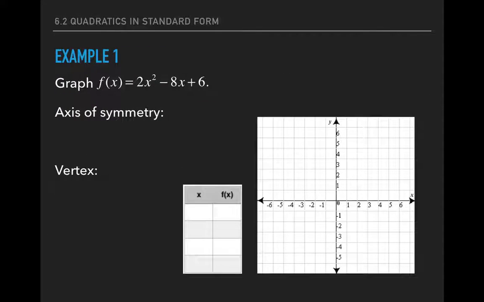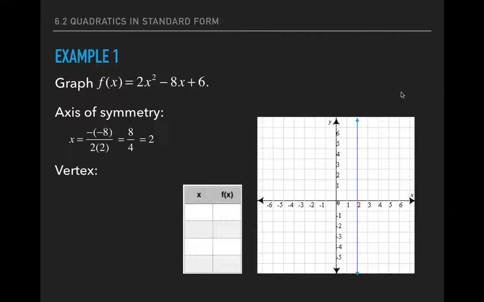So let's work through some examples here. The first step when working with graphing in standard form is to find your axis of symmetry. So we'll take the opposite of b, which is negative 8, over 2 times a, which is 2. And let's simplify this. That would be 8 over 4, which is 2. And here's my line right here, going through 2 on my x-axis.